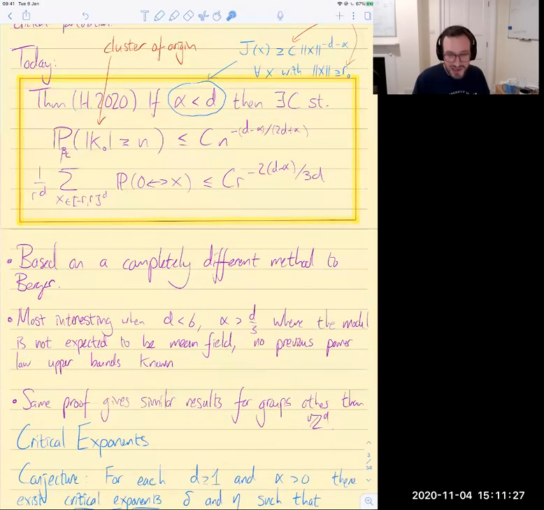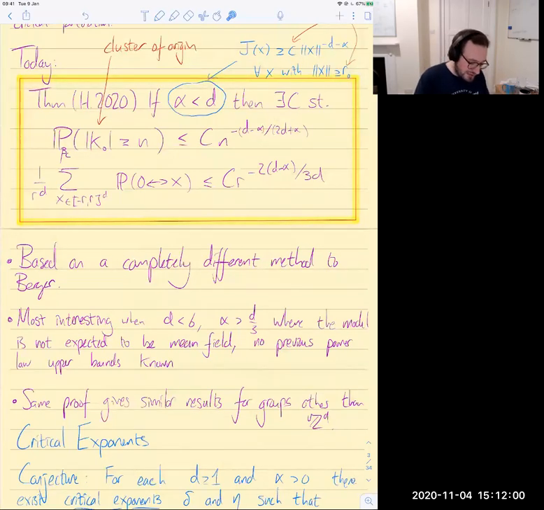The most interesting case of this theorem is when d is not too large and alpha is not too small. So if d is bigger than 6 or alpha is smaller than d over 3, then we expect percolation to have what's called mean field behavior, which basically means that the cluster at the origin behaves like a branching process. In particular, in this mean field case, you'd expect to just have a half here. So the probability of the volume being bigger than n should be like 1 over root n.